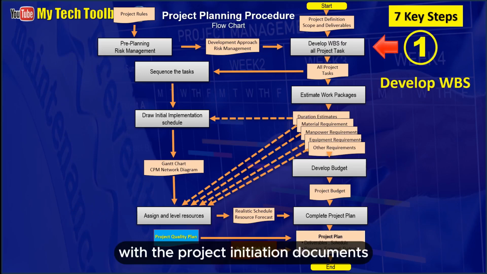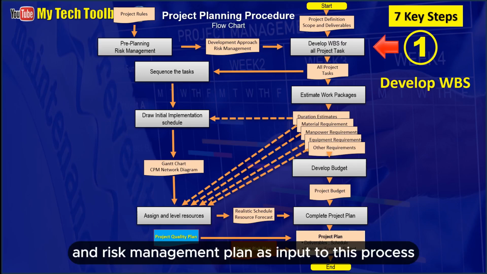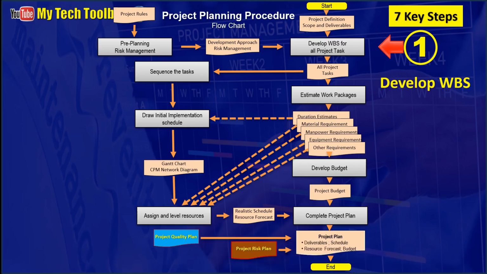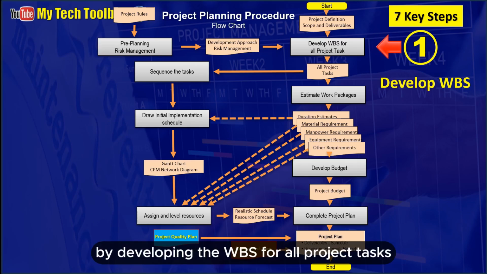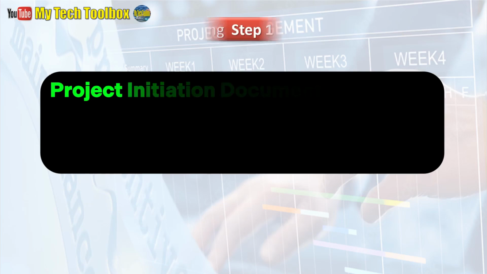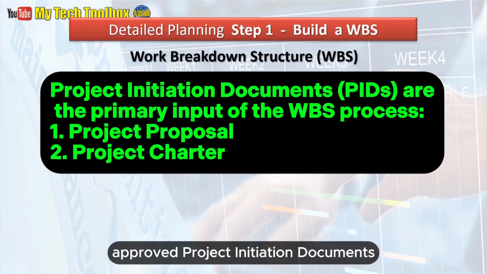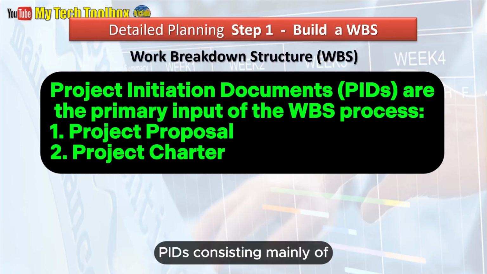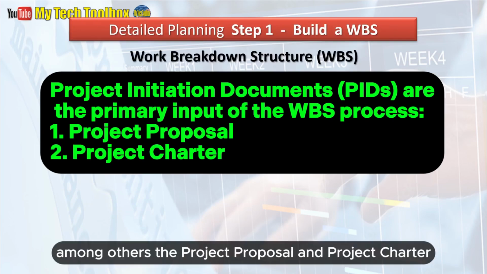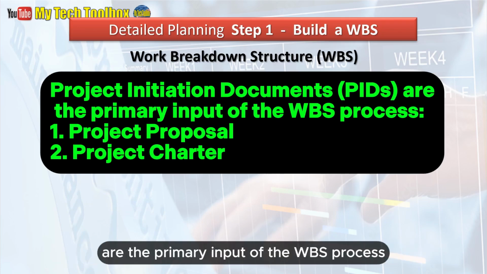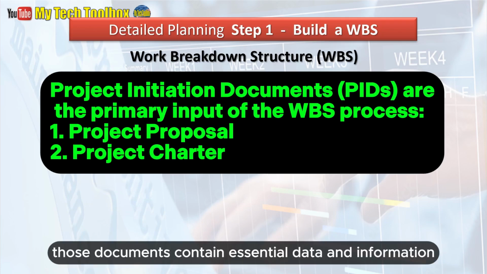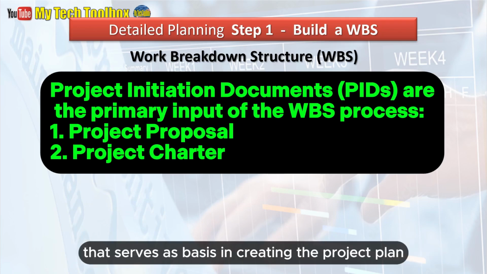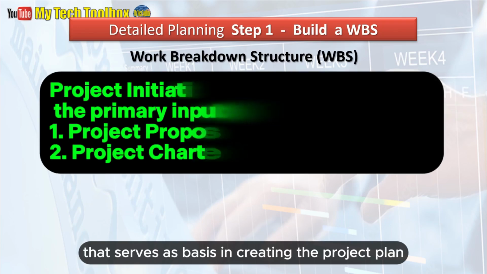With the project initiation documents and risk management plan as input to this process, let us start with step 1 by developing the WBS for all project tasks. Approved Project Initiation Documents, PIDs, consisting mainly of, among others, the project proposal and project charter, are the primary input of the WBS process. Those documents contain essential data and information that serves as basis in creating the project plan.